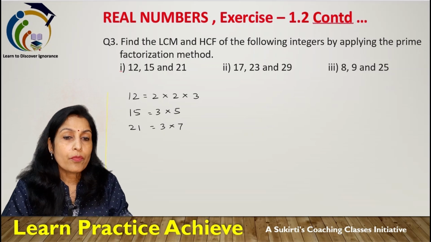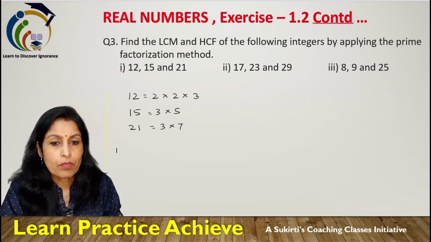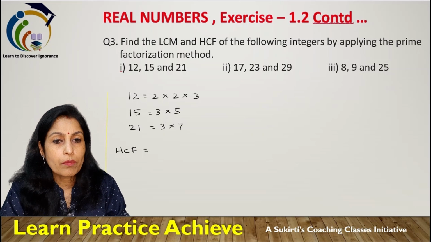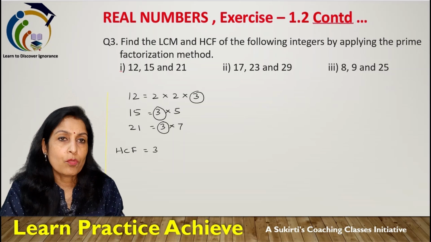Now we have to find the SCF and LCM of these numbers. When we find the SCF, it is the common number between all these three. So the common number here is 3, 3 and 3. So here SCF is equal to 3.